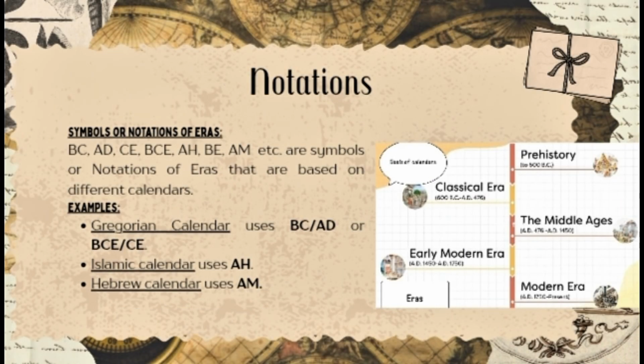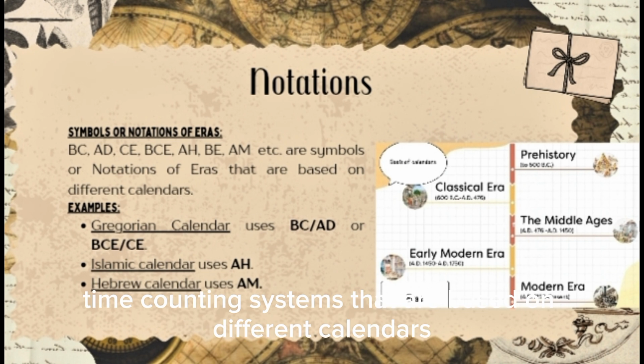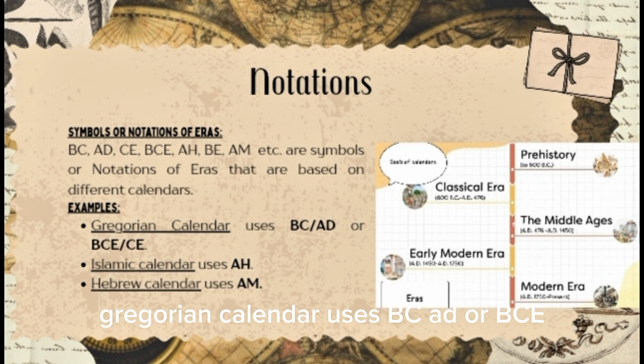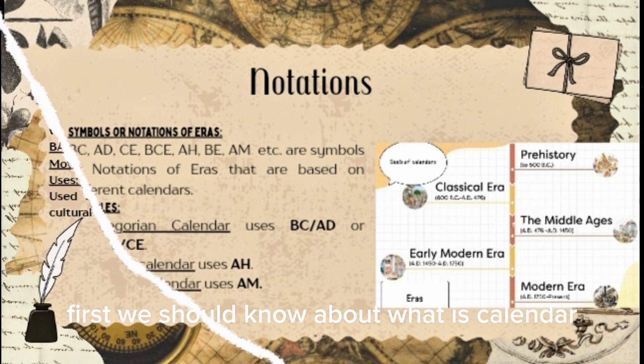Actually, BC, AD, CE, AH, BE, AM are symbols or notations of eras or time counting systems that are based on different calendars. For example, Gregorian calendar uses BC, AD or BCE, CE. Islamic calendar uses AH, Hebrew calendar uses AM. I'll explain these notations later. First, we should know about what is calendar.